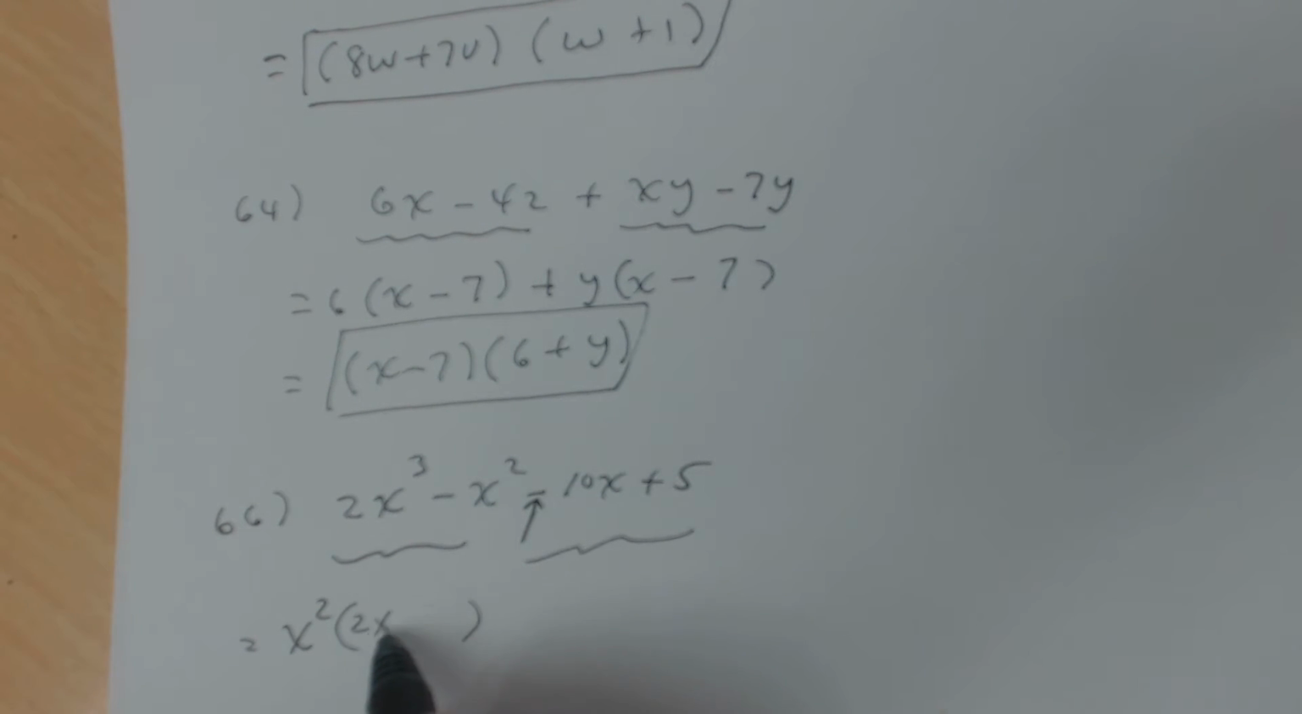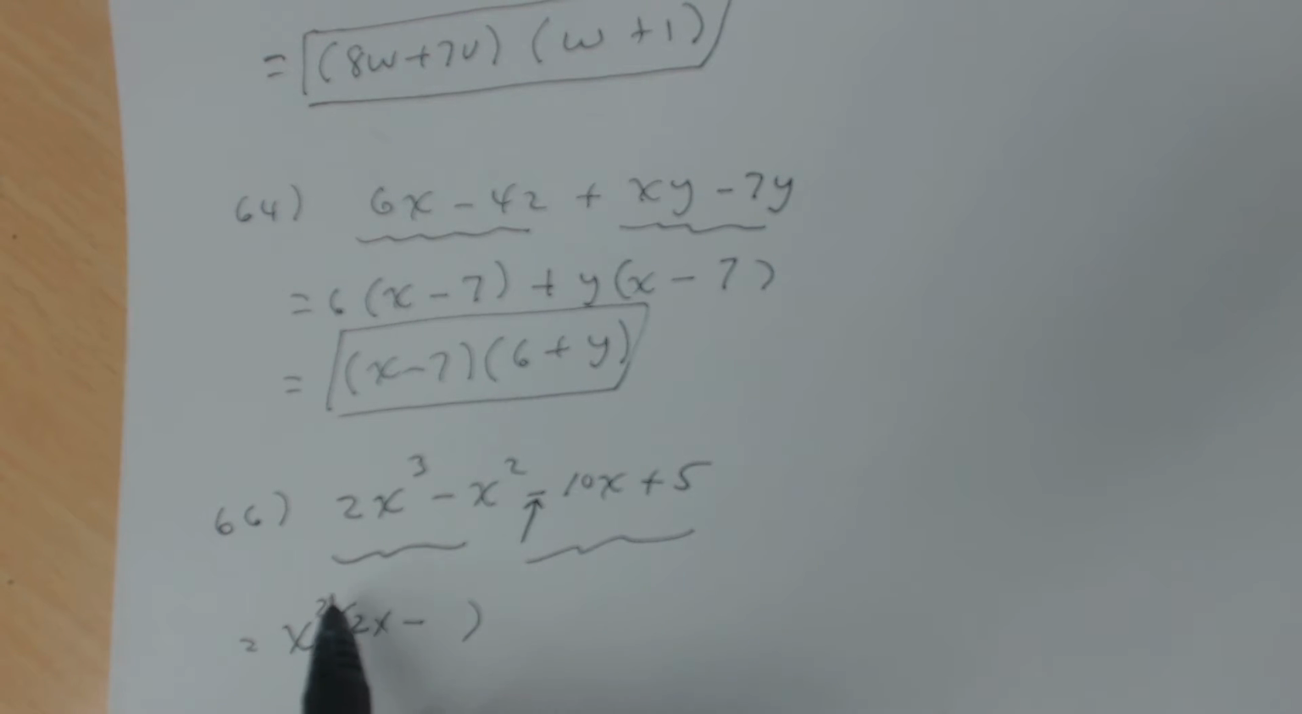So we just 2x. Always check yourself. X squared times 2x is 2x cubed. So remember last semester, when you multiply like bases, you add exponents. 2 plus 1. Remember, x to the first is x, so x cubed. Minus, now you have to have something there.